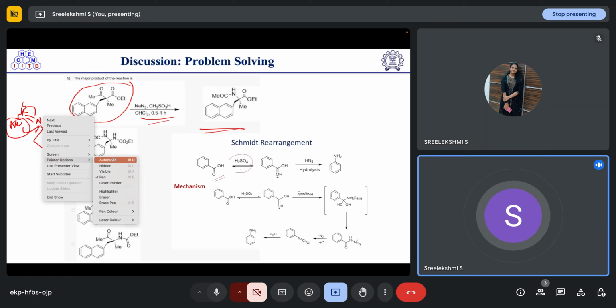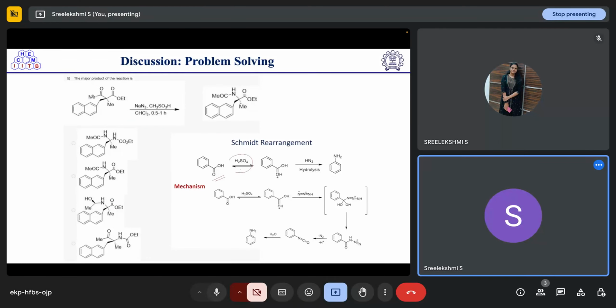No, that methyl group is not migrating here. Once that happens, here it will be a double bond. I have drawn the wrong intermediate, so here we have this C double bond O.